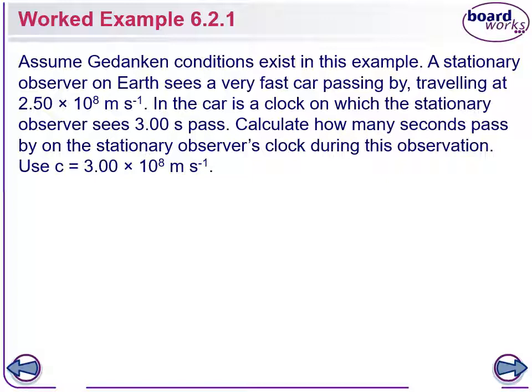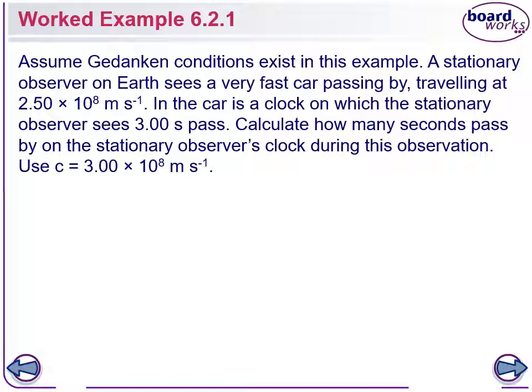A stationary observer on Earth sees a very fast car passing by, travelling at 2.5 times 10 to the power of 8 meters per second. In the car is a clock on which the stationary observer sees 3 seconds pass. Calculate how many seconds pass by on the stationary observer's clock during this observation. Use the speed of light as 3 times 10 to the 8 meters per second.